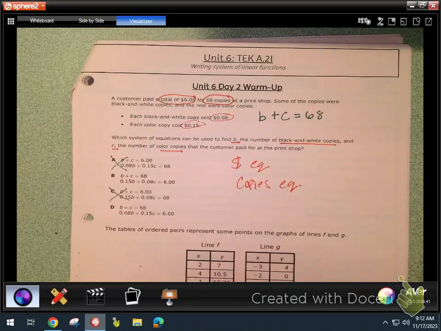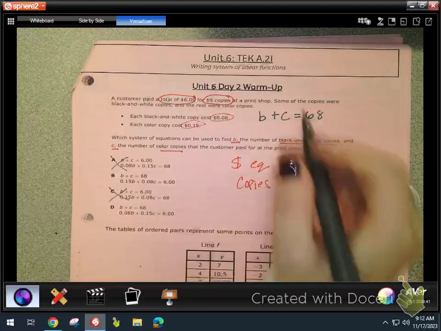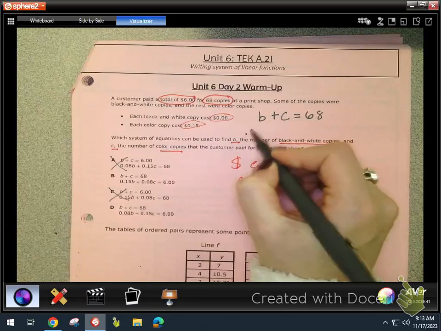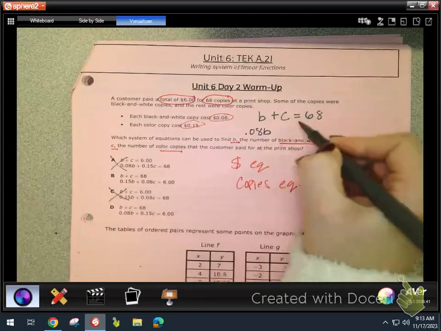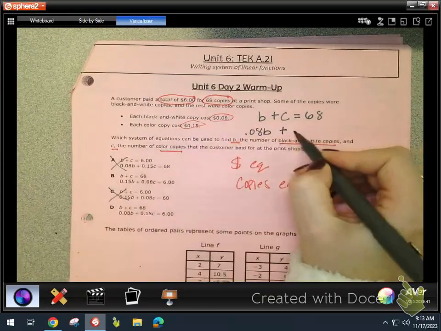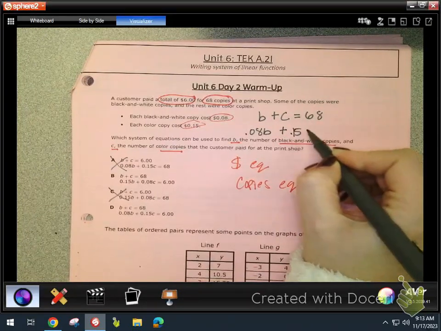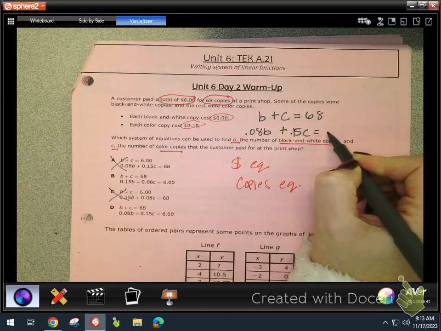Now we need to put the money values in. How much is a black and white copy worth money-wise? 8 cents. So 0.08 B plus a color copy is 15 cents per color. And what's the total money?